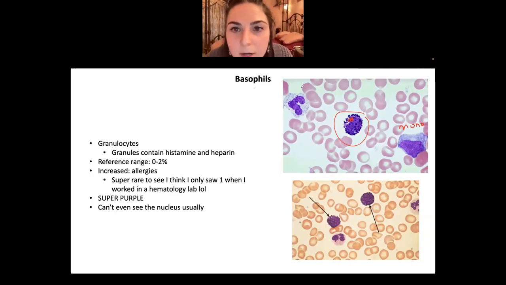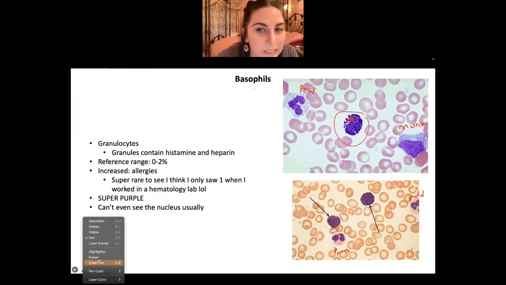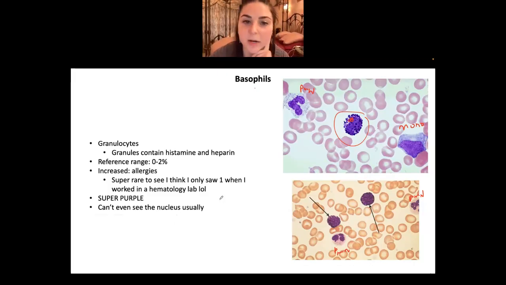So this would be a monocyte or a reactive lymphocyte if this patient has mono. Can't really tell. Here's a neutrophil, so PMN. Down here, this would be a PMN. And then over here, this would be a PMN. And then these would be your basophils. It's classically what they look like. Again, I've only ever seen one basophil in my entire life. They're really, really, really rare to see on a blood smear. But if they are increased, think allergies.